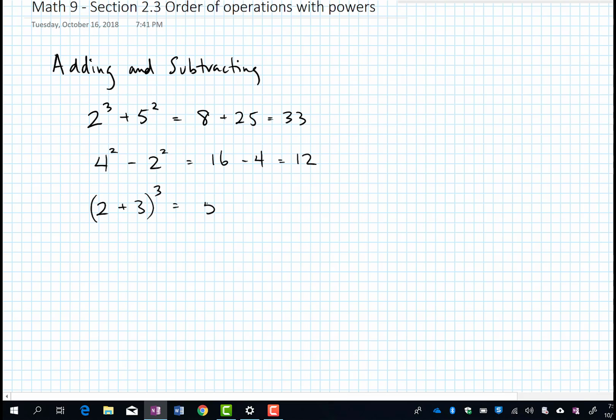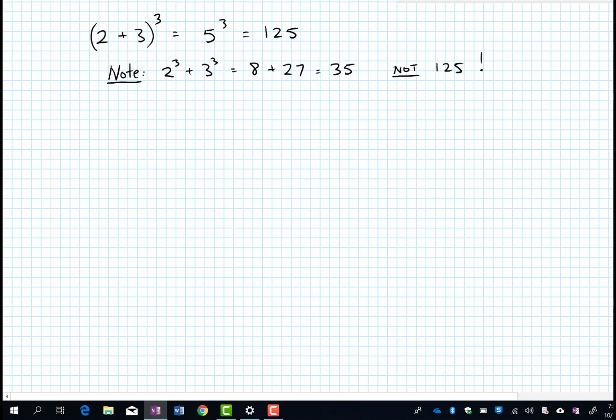If you have something in brackets, 2 plus 3, for instance, all cubed, you have to evaluate the bracket first to get 5 cubed in this case, which is 125. So note that if you were tempted to take a shortcut and apply that exponent of 3 to both the 2 and the 3, you would end up with 2 cubed plus 3 cubed. That is 8 plus 27, which is 35, which is most definitely not 125. So don't be tempted to take that shortcut. It's going to lead to the wrong answer.